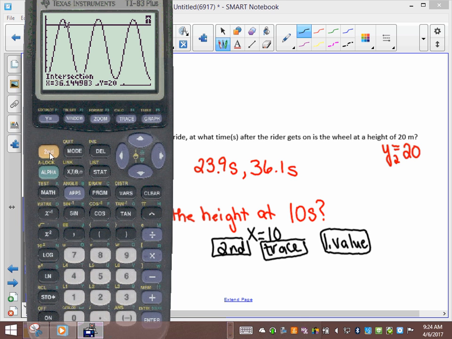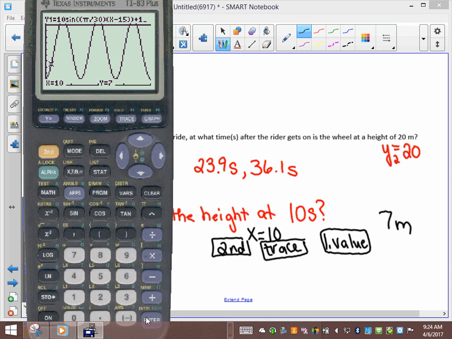So second, trace, value, and it gives you x equals. And what does x equal? 10. And then we just sit there and hope to goodness that it moves on. Or what can we do? Hit enter. So 7.